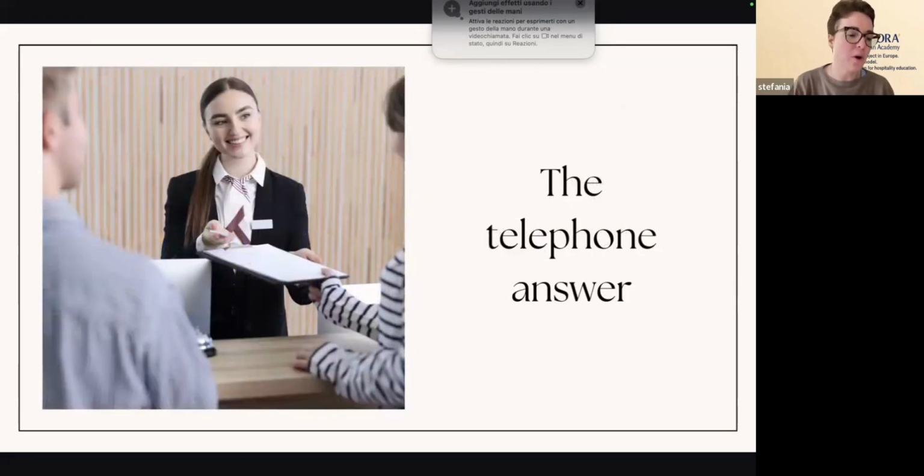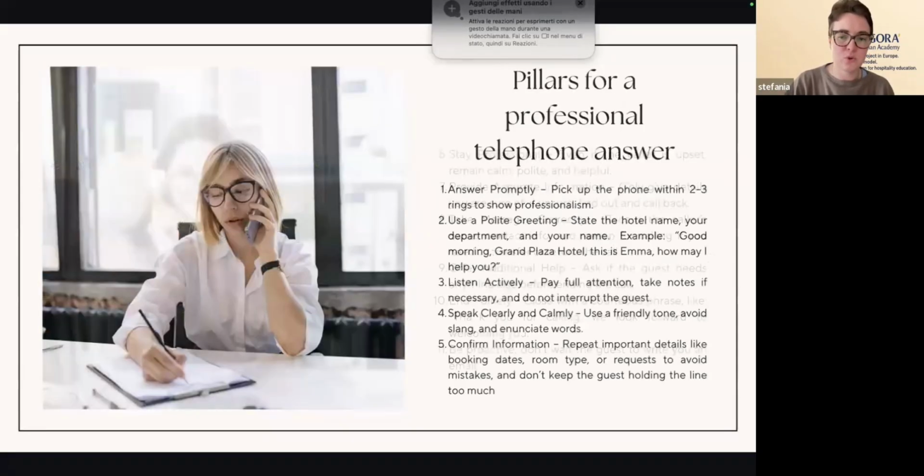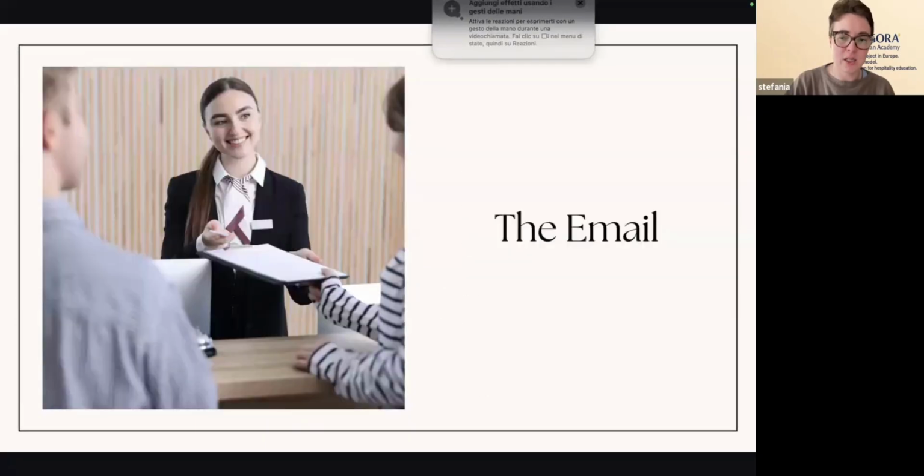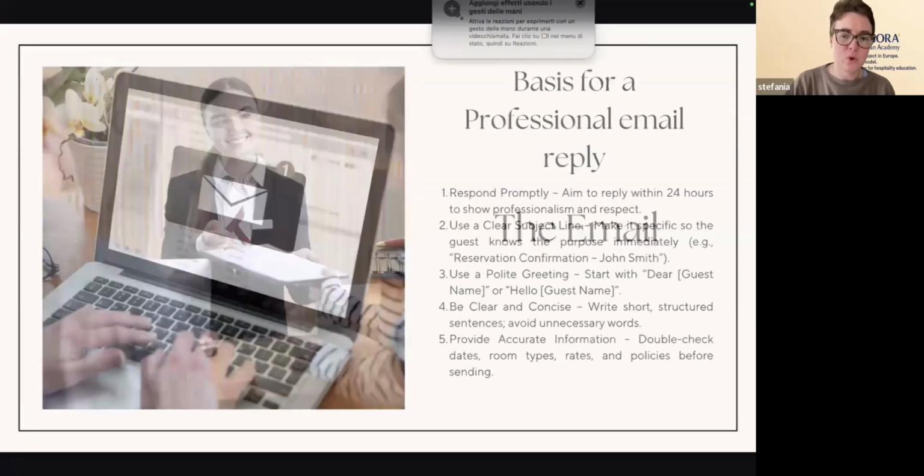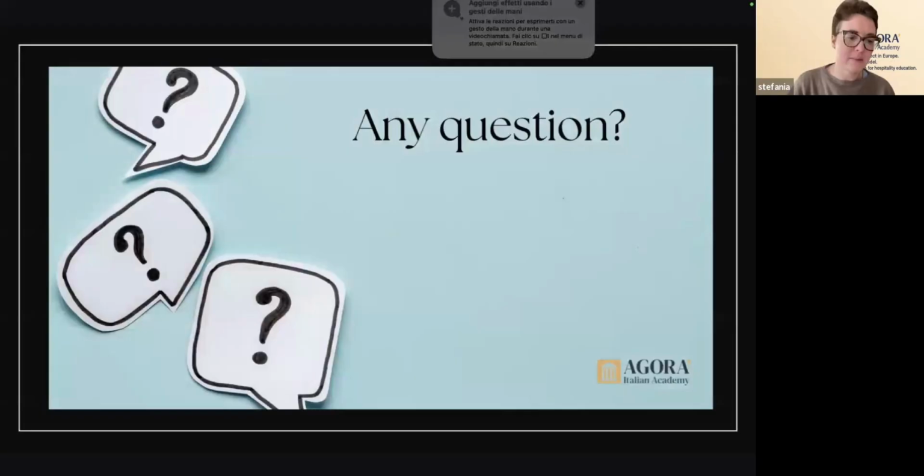Okay, so I'm going to keep the telephone answer and the email answer for the next time, because I think that it is very important to go with the time for this, because in my opinion, a good telephone answer is very, very important. And I often see in hotels not good telephone answers. So for this time, we are stopping here because it's 3 p.m.